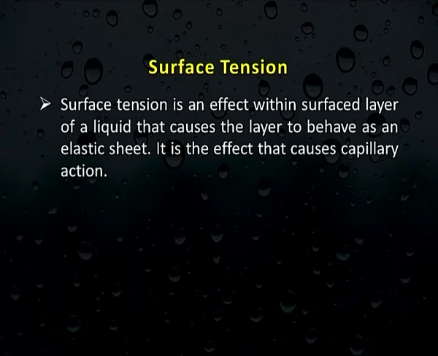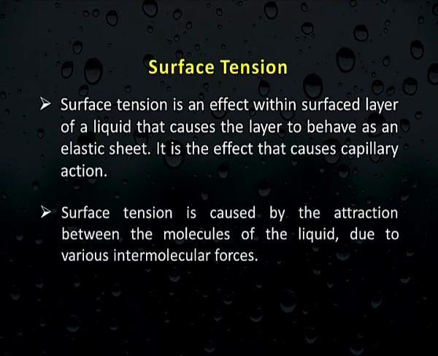Surface tension is an effect within the surface layer of a liquid that causes the layer to behave as an elastic sheet. Because of the elasticity, it tries to contract. It is the effect that causes capillary action. This is caused by the attraction between the molecules of the liquid.